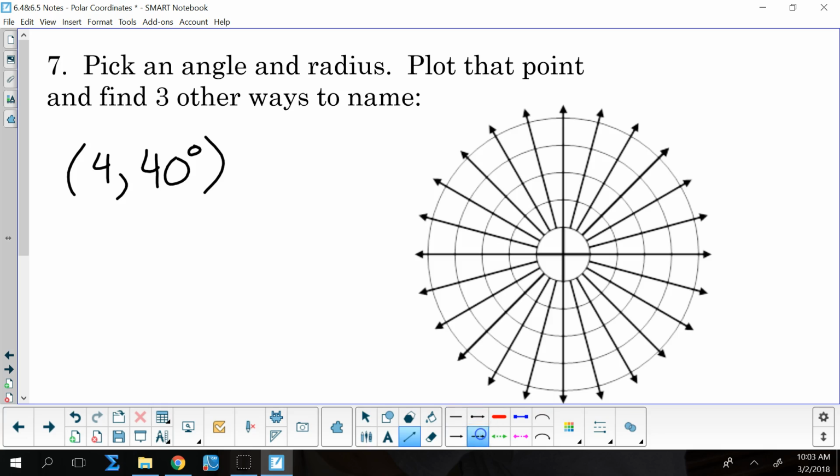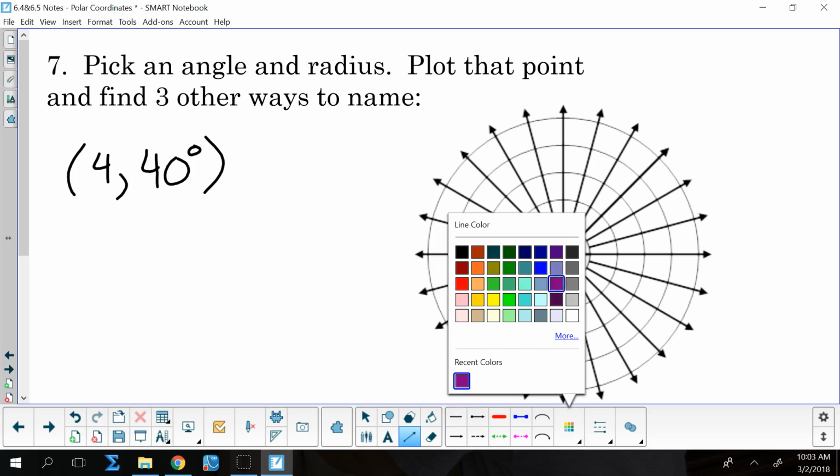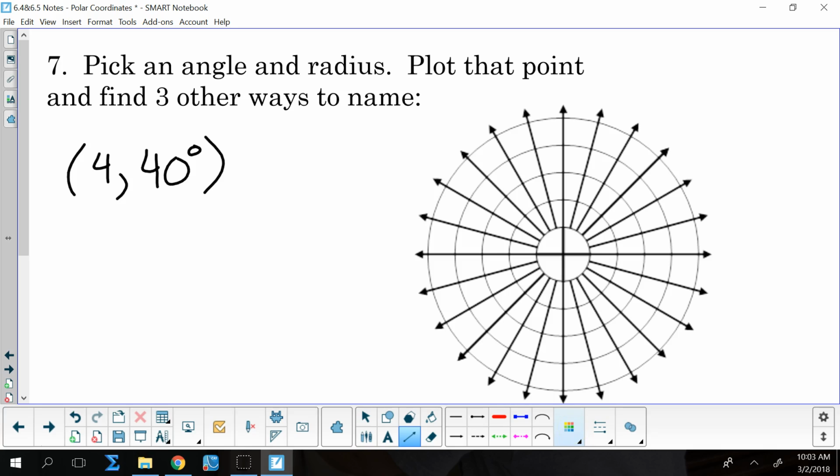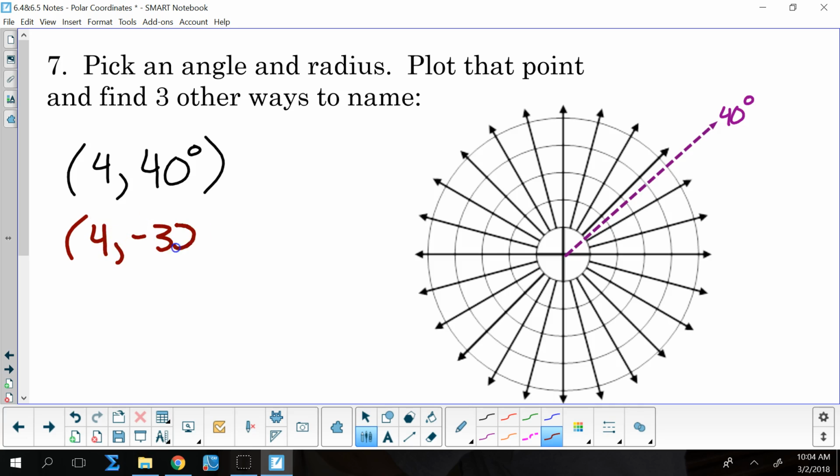So 40 degrees is kind of, so 15, 30, so 40 degrees is kind of like through here, right? Okay, so that's my 40 degree line. So the negative of that one would be what? Negative 320. So another way to rename this point would be 4, negative 320 degrees.